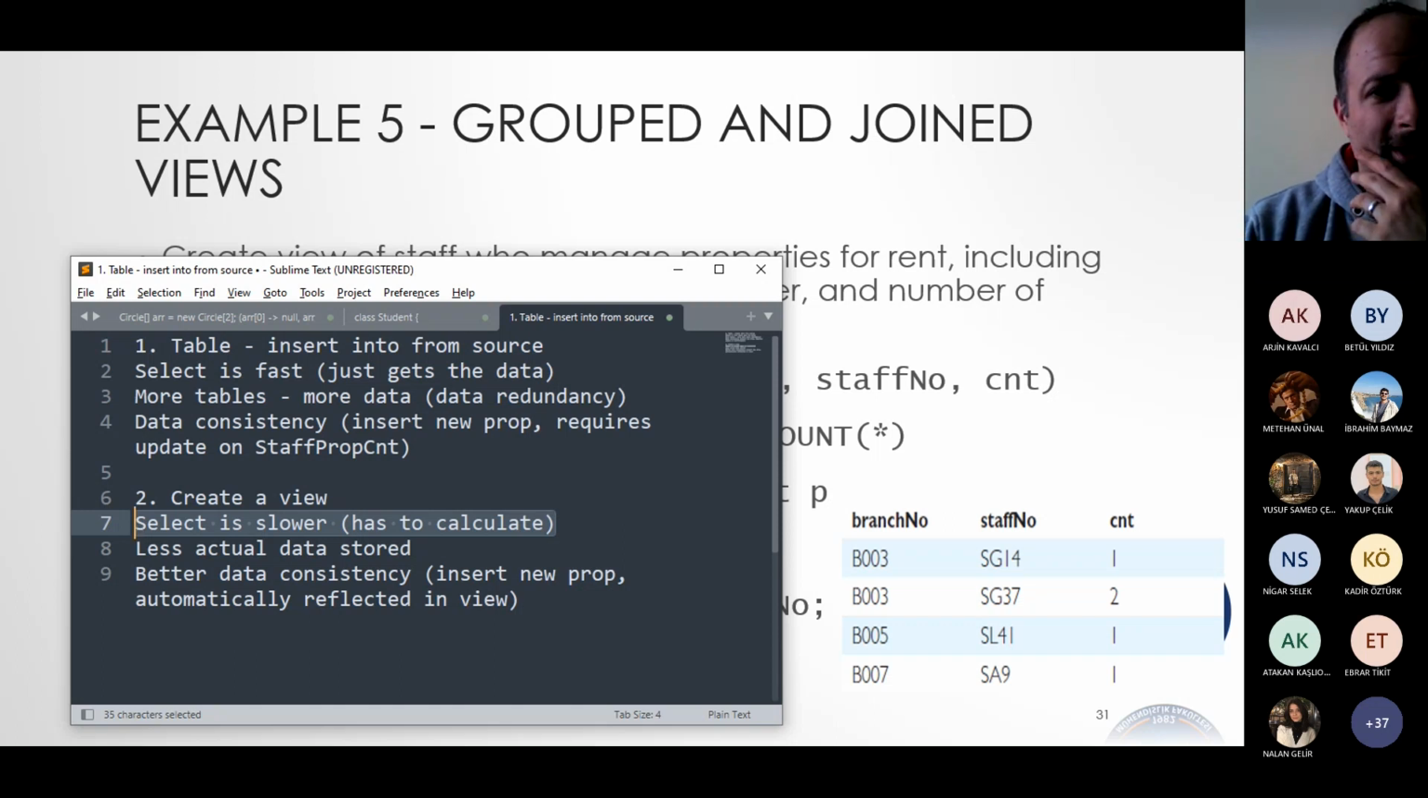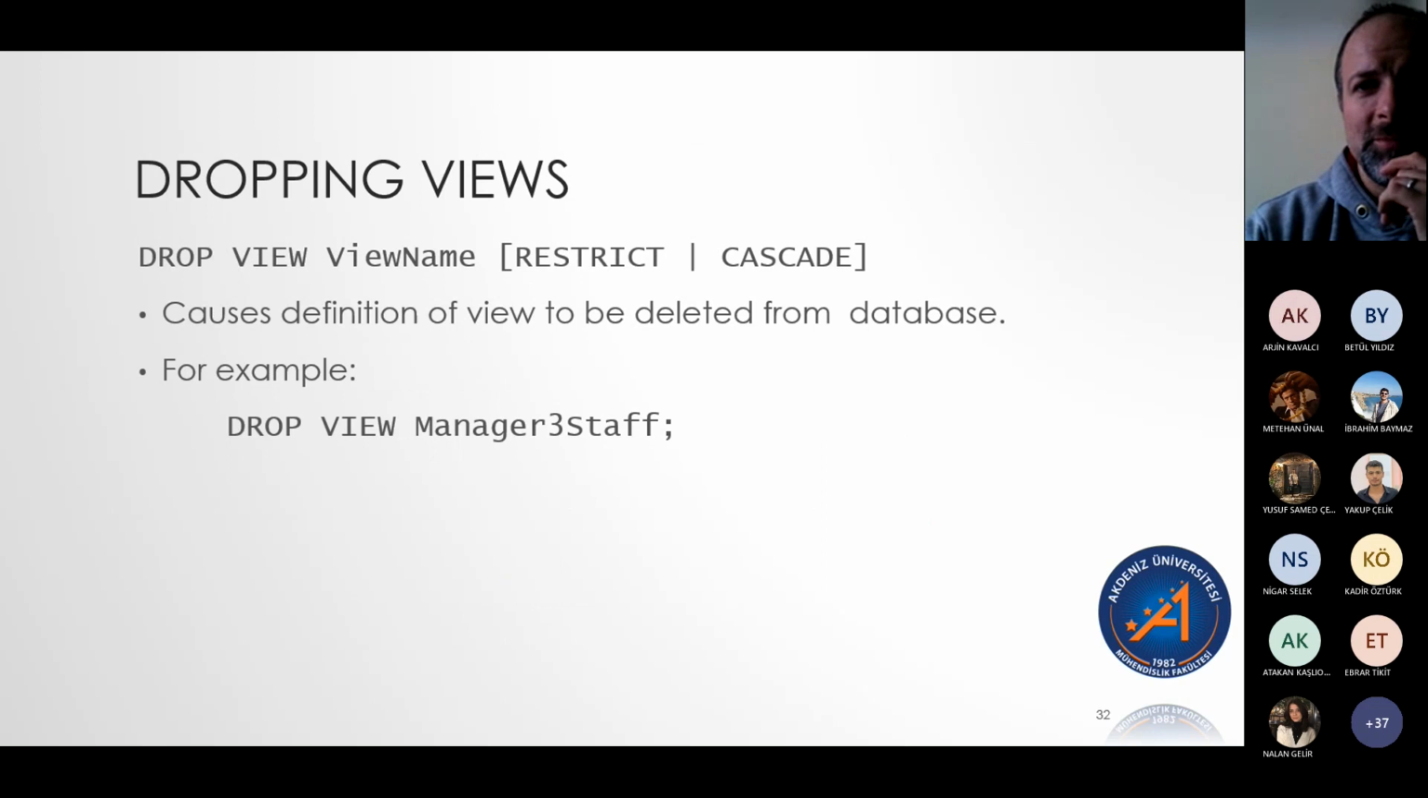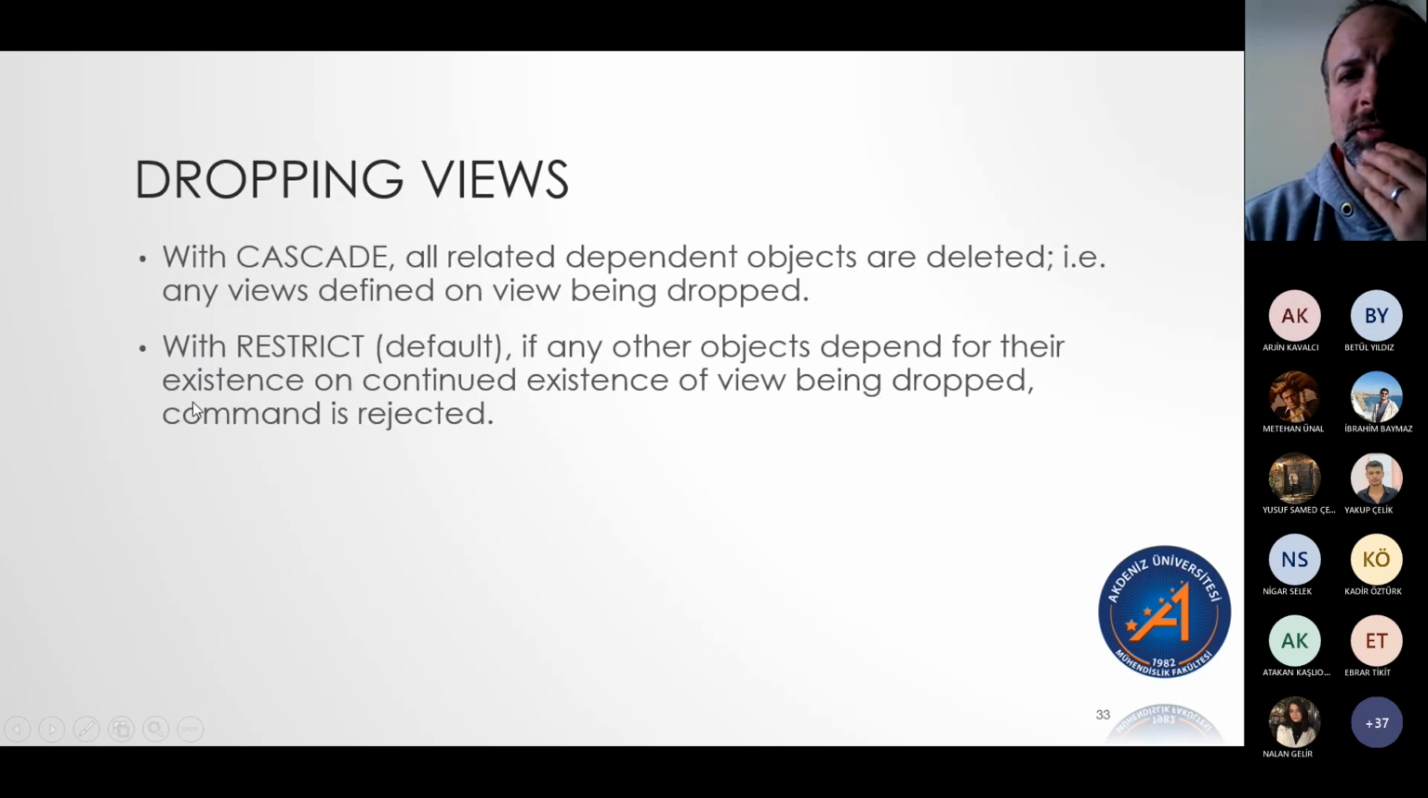All right. So like I said, let's just finish up one more thing about views. The way to drop a view is the same way as dropping a table. You simply say DROP VIEW manager 3 staff like this, and this will get rid of the manager 3 staff view. We can also cascade, so that any dependent objects will be deleted, right? And then restrict could be if any other objects depend on this view's existence, then we won't be able to allow that. Okay.